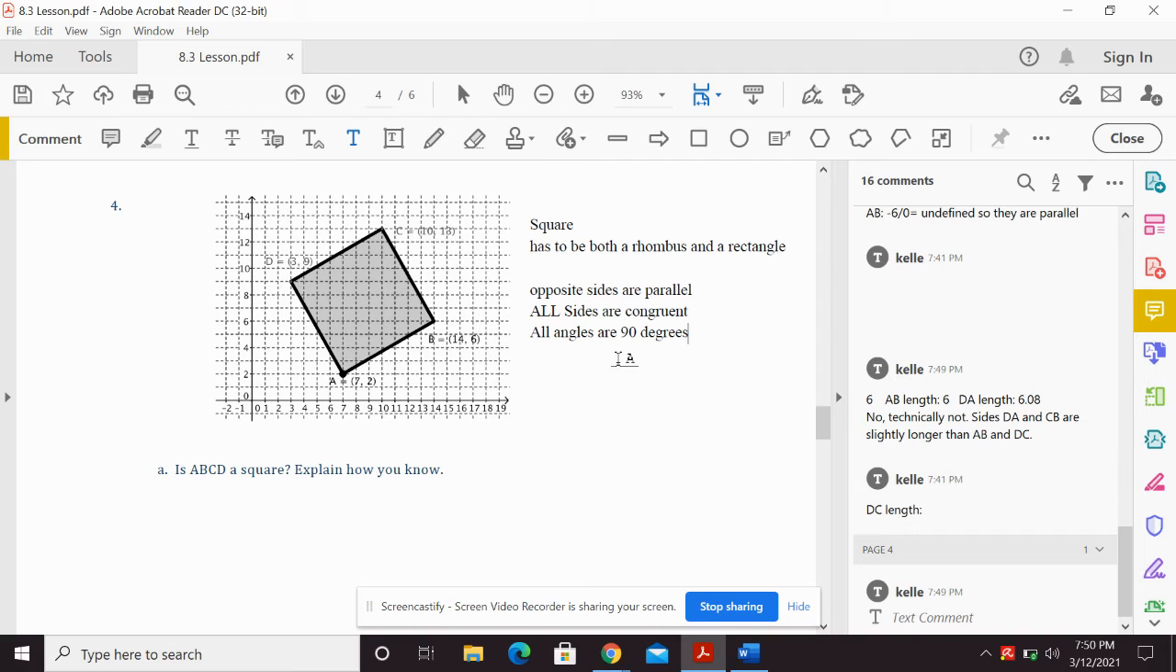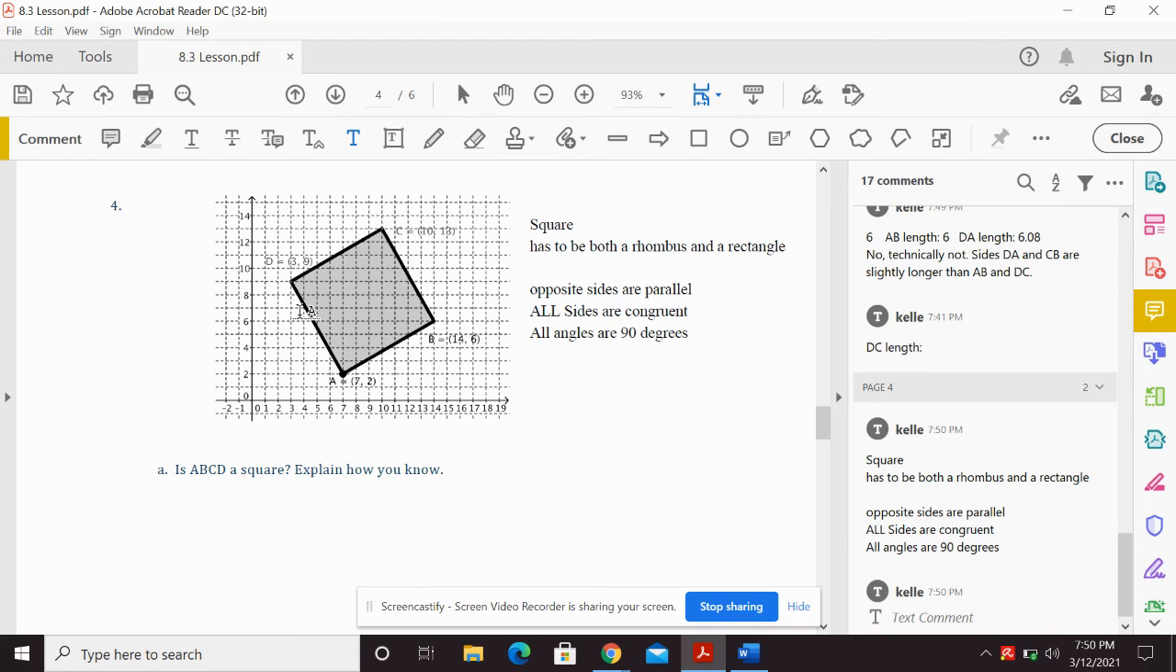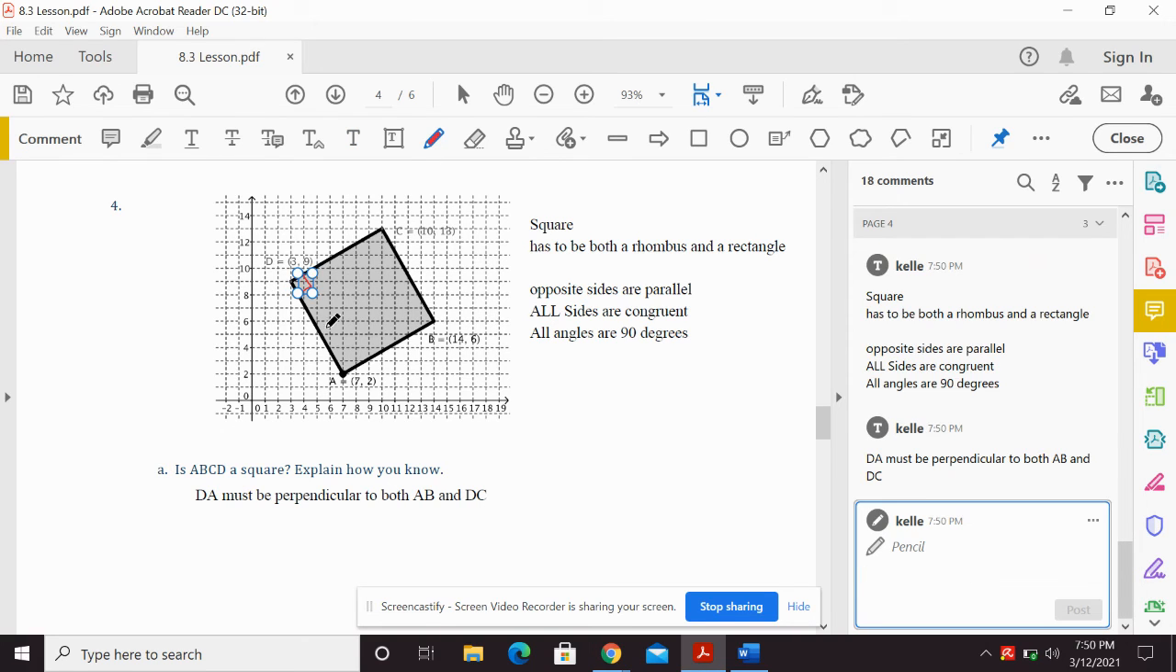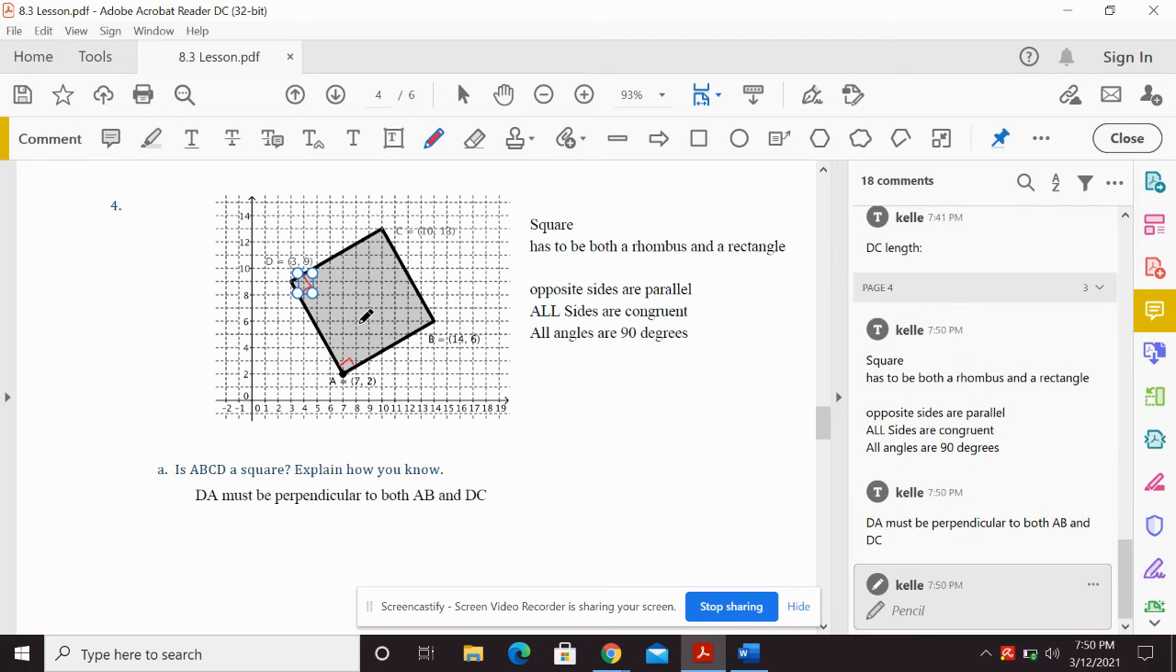We haven't done a lot with proving the 90-degree thing, so I'm going to start there. I might not do this whole problem. So all angles have to be 90 degrees. That means DA must be perpendicular to both AB and BC, because it needs to form right angles. So these two lines have to be perpendicular, and so do these two. Same thing over here.